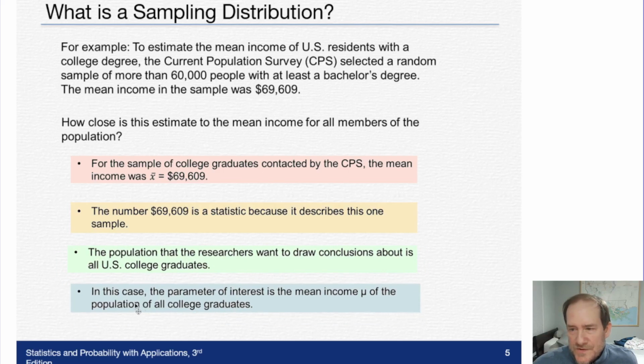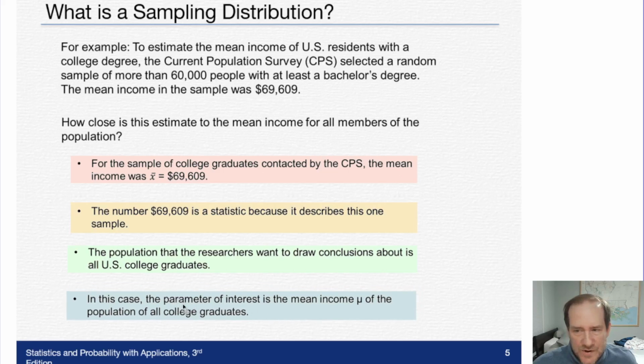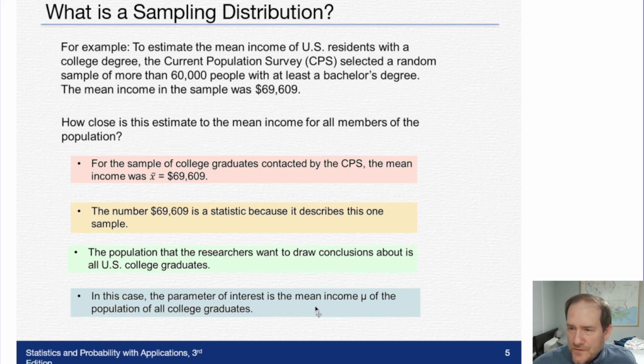And in blue it says, in this case, the parameter of interest is the mean income mu of the population of all college graduates. So again, the parameter is a measurement taken from the whole population. And who again was the whole population? The whole population that we wanted to find information about was U.S. residents with a college degree.